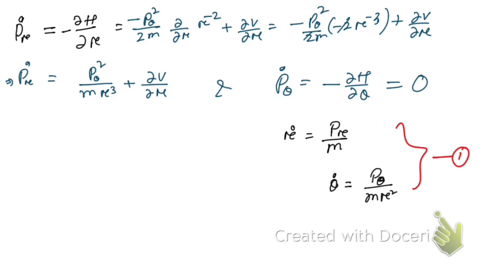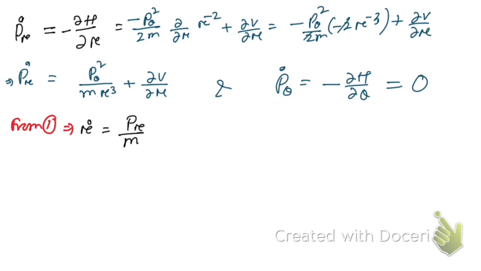From equation number 1, what can we write? We can write r dot is equal to p_r by m, right? From equation number 1 we have got this. So let me cut it. What we can do here is find r double dot. If we differentiate it again, then what will we have?